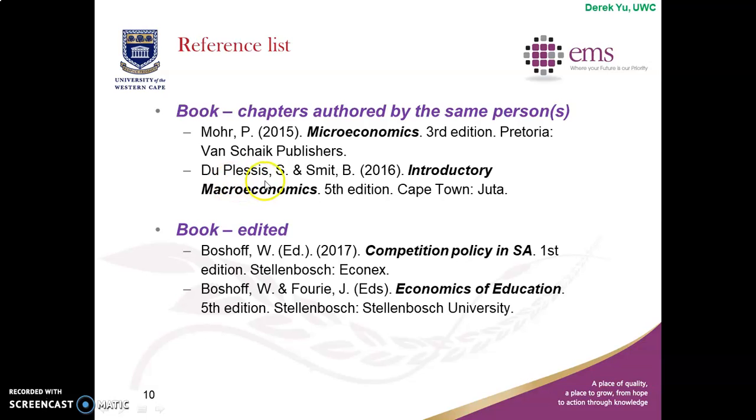Two authors: Duplessis, comma, initial, and Smith, comma, the initials. 2016. Then the name of the book, 5th edition, Cape Town, colon, the publisher, Tutor. Okay. If the book is an edited book, this is how you do the referencing. Just put ed dot capital letter. Okay. Self-explanatory. So I will pause for 10 seconds.